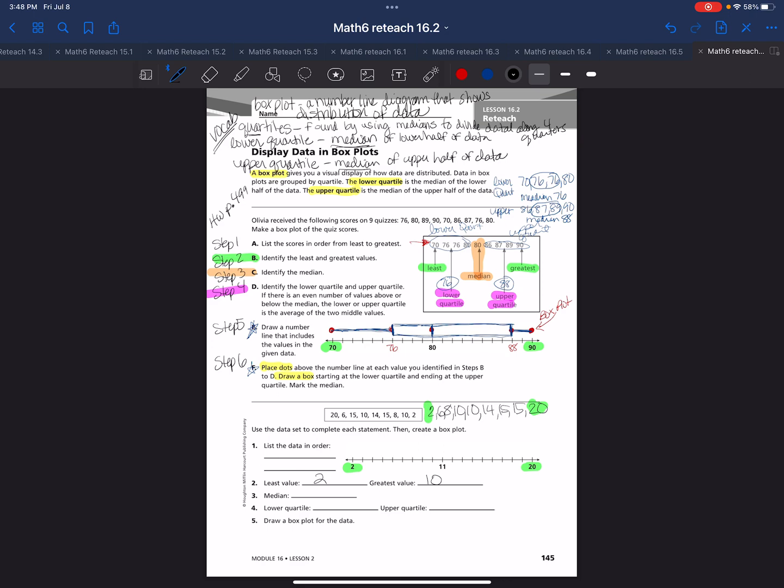Okay, now I need to find the median, so I need to look at what the middle number is, and here is your median, which is 10. So 10 is your median.